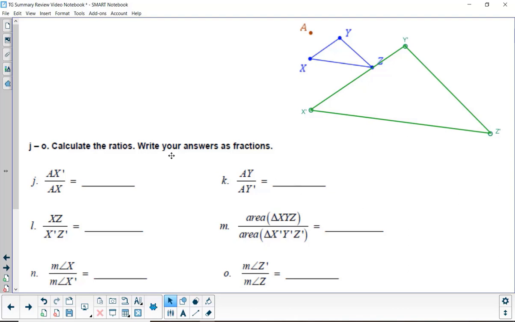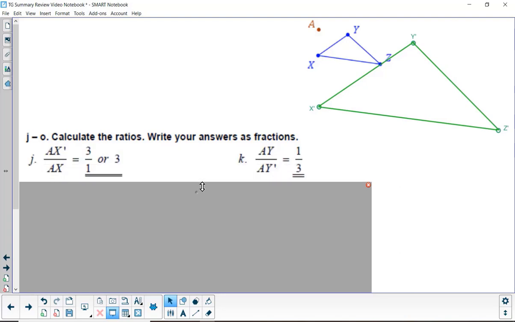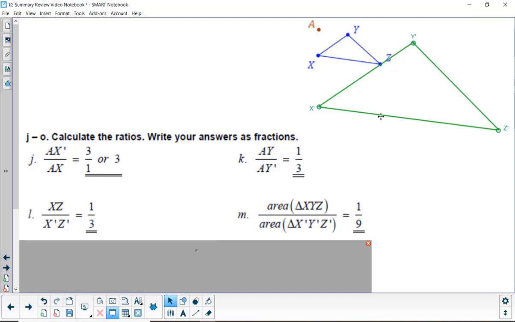J to O asks us to calculate some ratios as fractions. So first of all, A to X prime and A to X should be 3 to 1. But going from AY to AY prime should be 1/3. Notice how having this drawing helps visualize that. The ratio of the lengths XZ to X prime Z prime also should be 1/3, 1 to 3. The ratio is 1 to 3. While the areas, as we said before, is 1 to 9. When we go from here to here, it's 1 to 9. Larger to smaller, it will be 9 to 1.